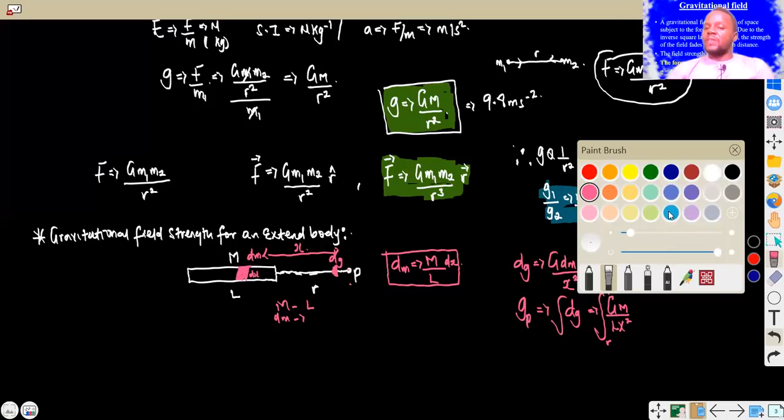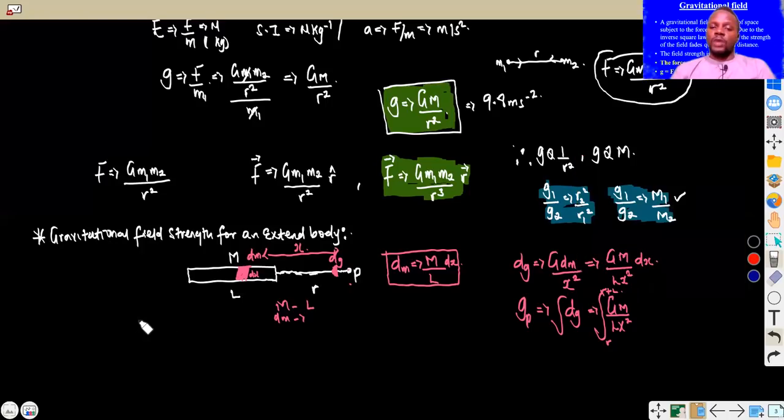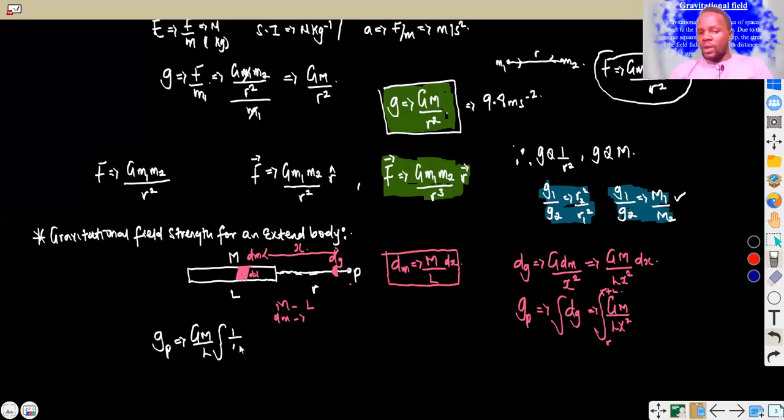Now this kind of integration is quite easy to do, as we have studied under integration that we can bring other parameters outside. So for the gravitational potential at P, as we have taken the elemental part, let's bring the parameters that we don't need outside, which is GM over L. I am not integrating that. Then I'm taking the integration of what is left, 1 over x squared, with the limits from r to r plus L. Since the other part is a constant, it remains the same. I have GM over L.